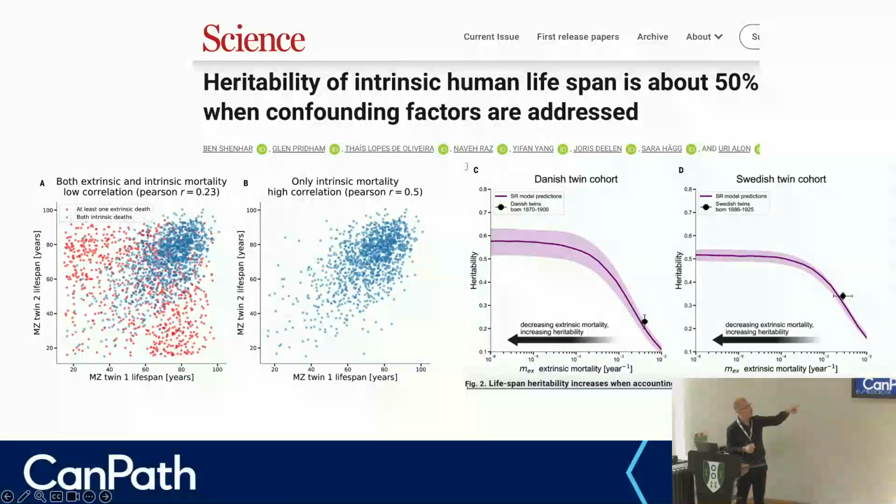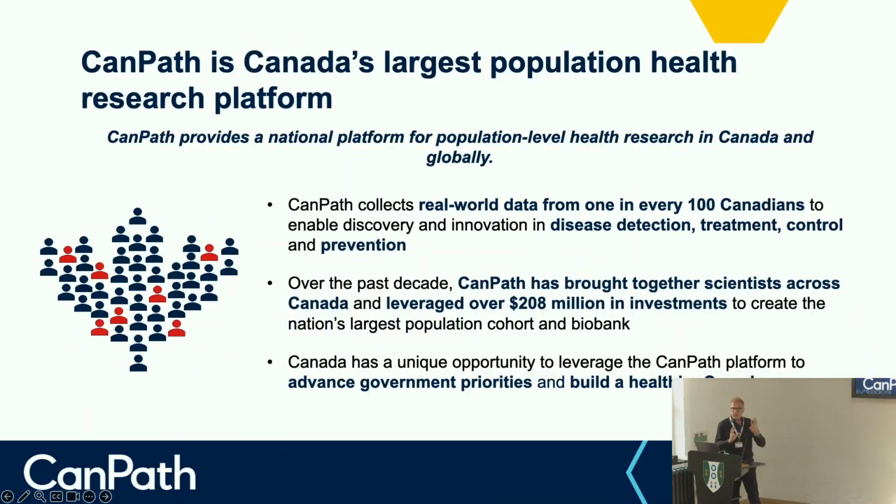And they did the same thing with the Danish twin cohort, and that's a dizygotic twin cohort. So the estimates are a little bit less, but still significantly improved. So the genetics of aging, I think, is still up in the air in terms of what we know and don't know about it.